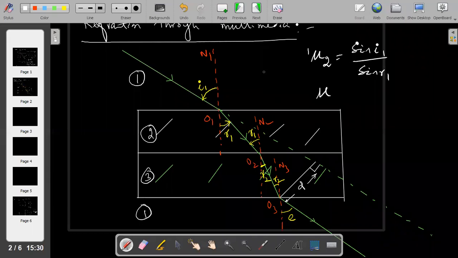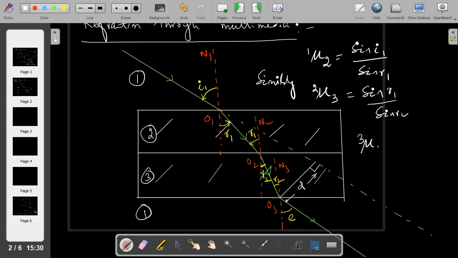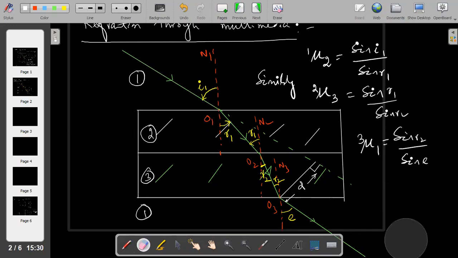Similarly, write down. mu 2 3 means 3 with respect to 2 is sin R1 by sin R2, and mu 3 1, 1 with respect to 3, is sin R2 by sin E. Now if we multiply all this, what are we going to get?